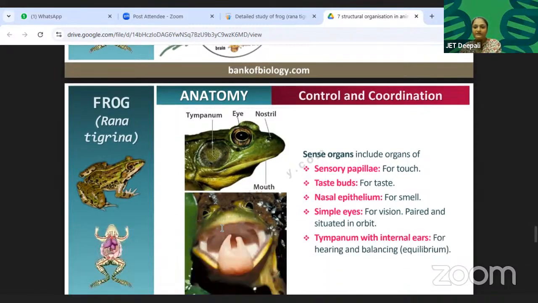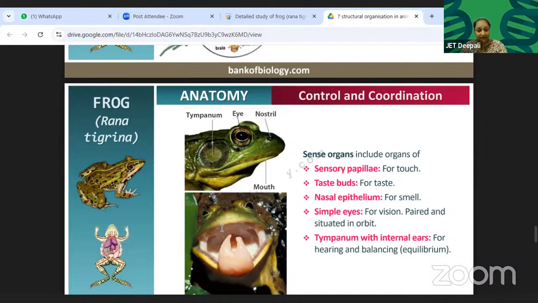Control and coordination. Sense organs include sensory papillae for touch. You cannot touch frogs so easily. They have sensory papillae over their body. If you are going to touch, first of all they can see. If they see, they react. If they accidentally don't see and you touch them, they show an immediate action and they jump. So they have sensory papillae over their body for touch.